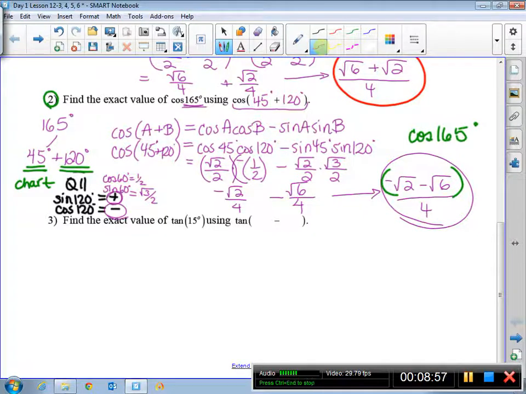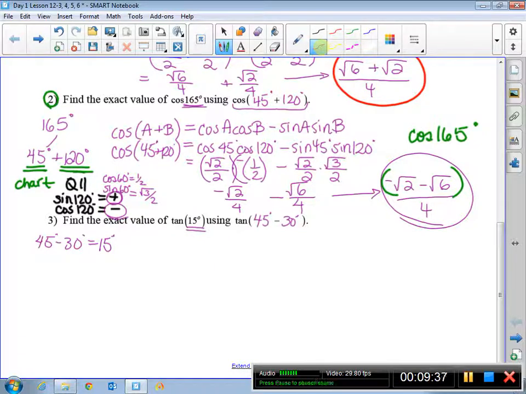Okay, now let's try a tangent value, tangent formula. We've got tangent of 15 degrees using subtraction. So I would say 45 degrees take away 30. That works. Now if 60 degrees minus 45 degrees popped into your head, that works as well. So there's not just one way to do these. I'm going to stick with the 45 minus 30 since I thought of that one first. 45 degrees take away 30 degrees.